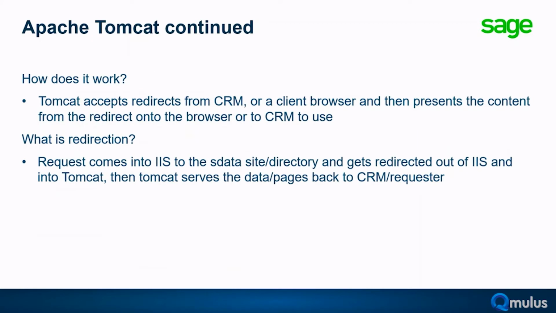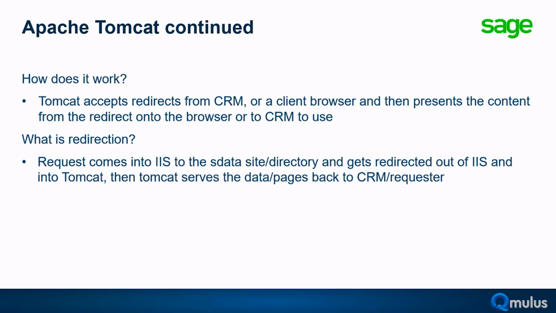Okay, so how does it work? Well, Tomcat accepts a redirect from CRM or a browser into the service, generates whatever the Java page needs to generate, the content that you're looking for, and then sends it back either to CRM to display in the front end or sends it directly back to the client browser.